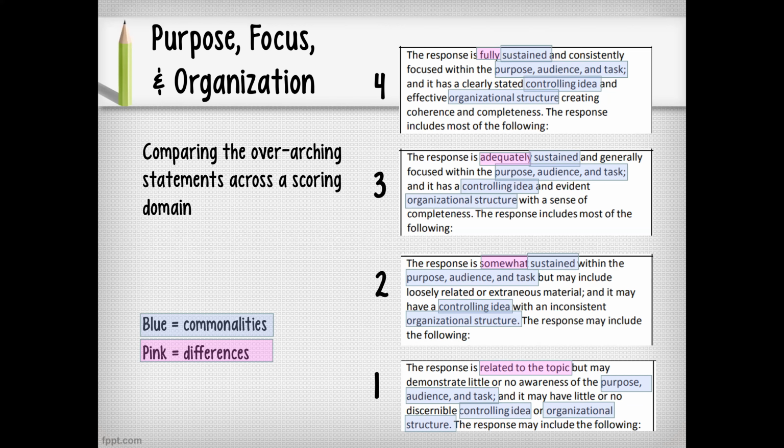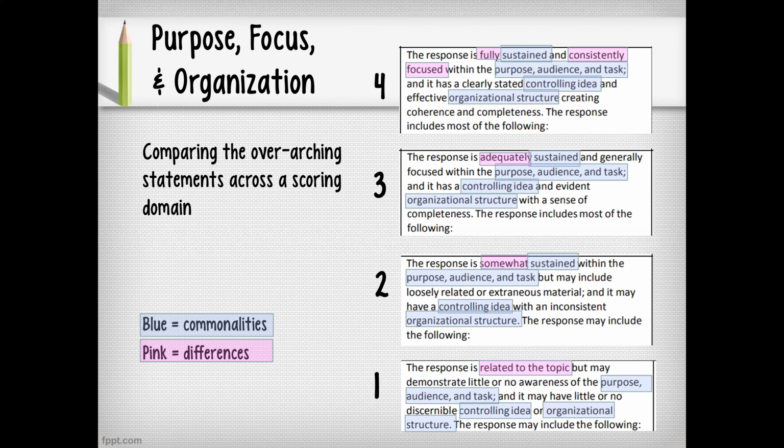So you'll see here what we're doing is we're looking at the commonality, and then we're determining to what extent or how effectively the student did that piece. And that's where we see these kind of descriptors or adjectives for these words. Let's look at purpose, audience, and task. How effectively did the student do it?